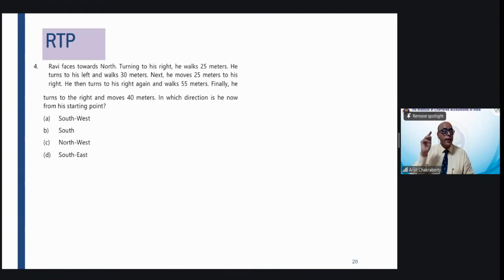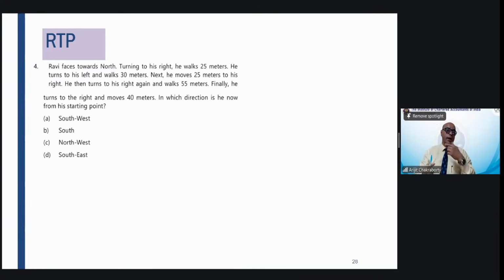Next, he moves 25 meters to his right. So after moving towards the north, he takes a right turn and moves for 25 meters. He then turns to his right again and walks 55 meters. Now he takes a right turn, so now he is facing the east.